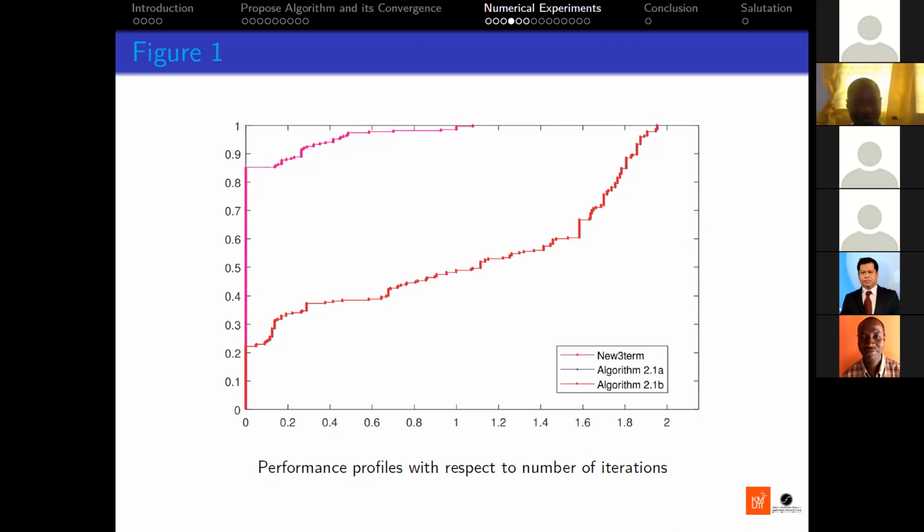Okay, any further questions from the audience? Just a quick question. Why did you select to compare your result only with the work of Gauss, like algorithm 2.1a and 2.1b?